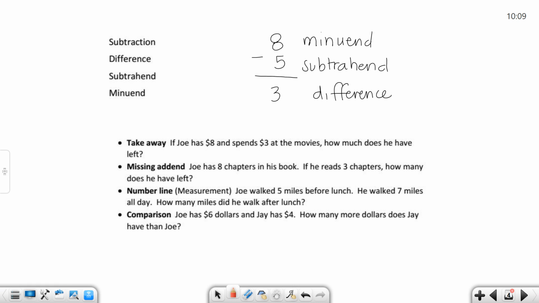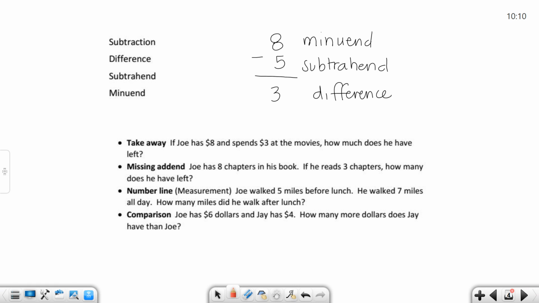The other thing they might ask you is, if you read through your textbook, they have different types of problems as they relate to subtraction. So the first one, an example of a takeaway method is if Joe had 8 and he spent 3. In other words, he took away 3. How much does he have left? So that's an example of the takeaway method.